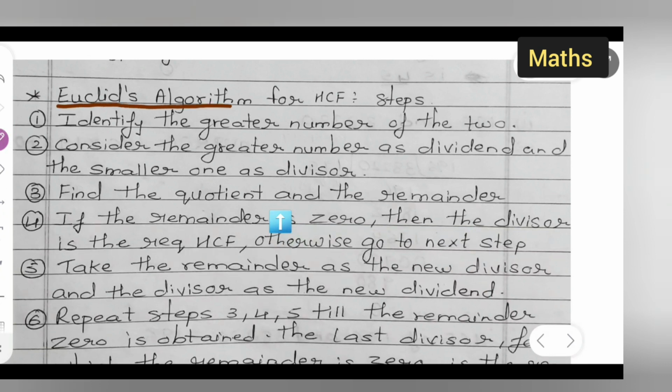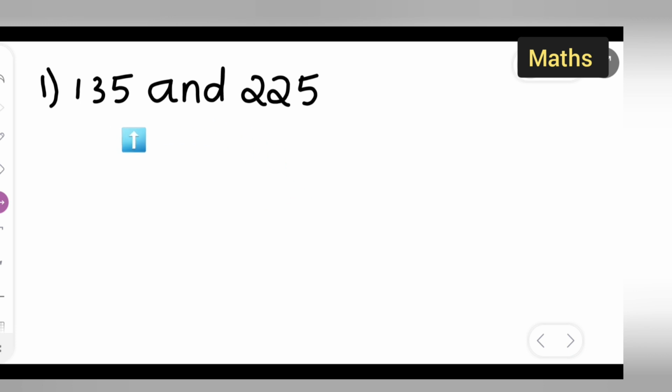So this is the Euclid's algorithm for HCF. The steps are given over here. First, you have to identify the greater number of the two. So here is the question, and you have to identify which is the greater number among these two. Yes, obviously 225 is the greater number. But before that, let me write the formula for you all over here.